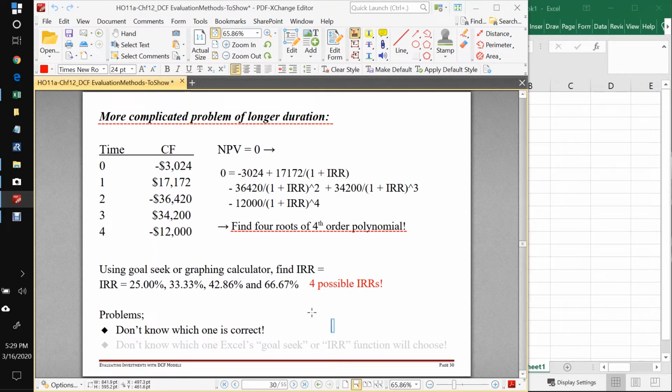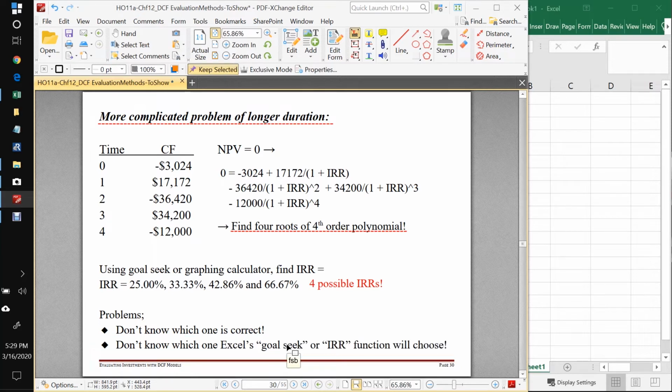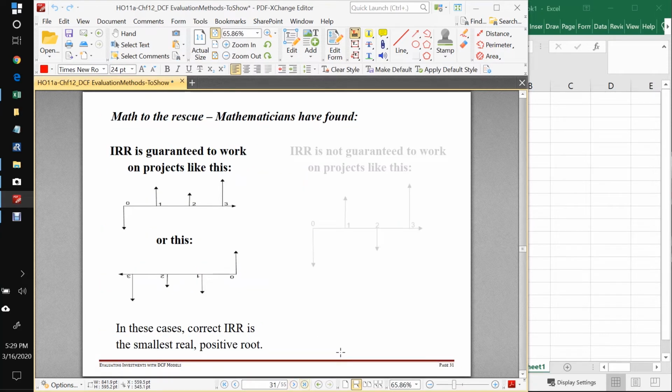And also, if we work with goal-seek, if we start near 66.67, goal-seek is going to converge to this one. If we start near 33%, goal-seek is going to converge to this one. So goal-seek is just going to converge to one of these. We won't even know where the other 3 are or how they exist or anything like that. So that's a big problem here.